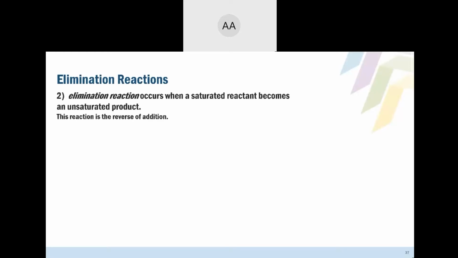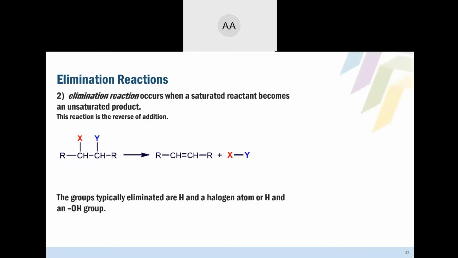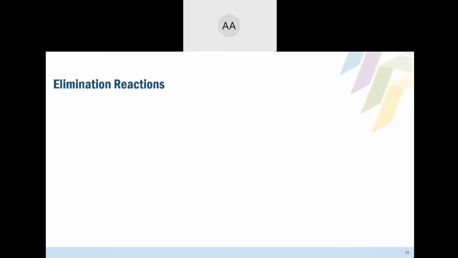Elimination reactions occur when a saturated reactant becomes an unsaturated product. It is actually the reverse of addition. So you recall in the previous slide, we added the X and Y functional groups. And now, in an elimination reaction, we are removing them. The groups typically eliminated are hydrogen and a halogen atom, or hydrogen and a hydroxyl group. So, elimination reactions in a little bit more detail.